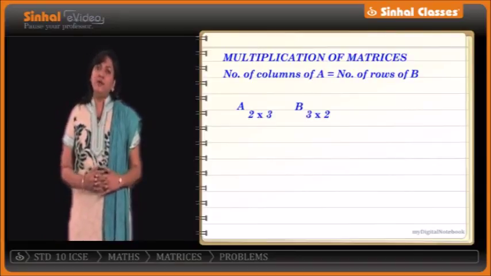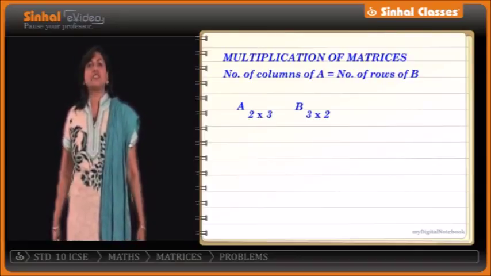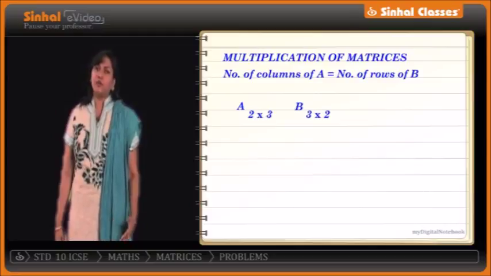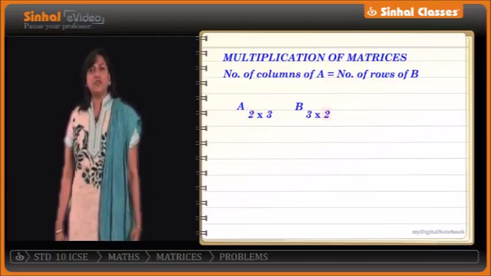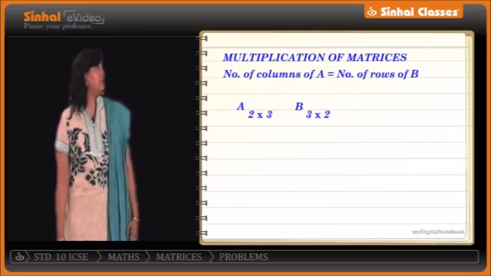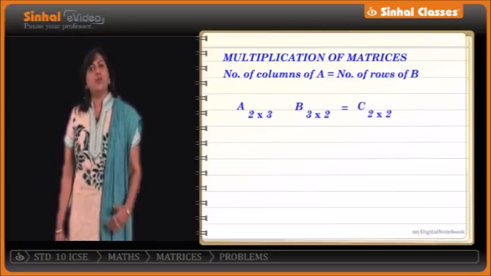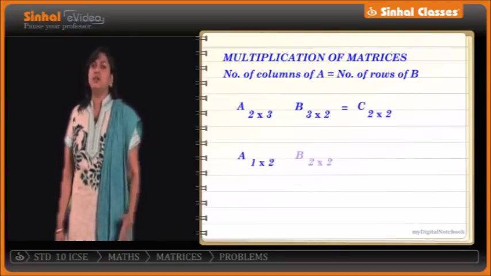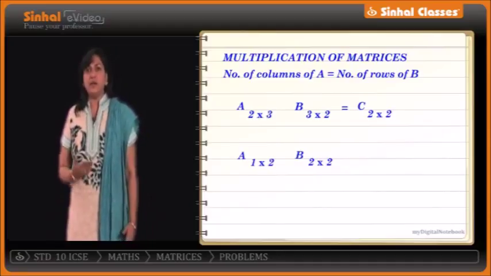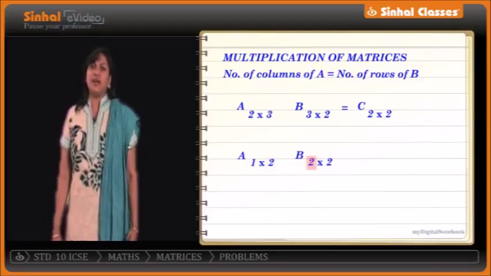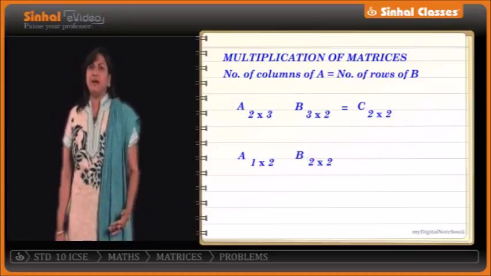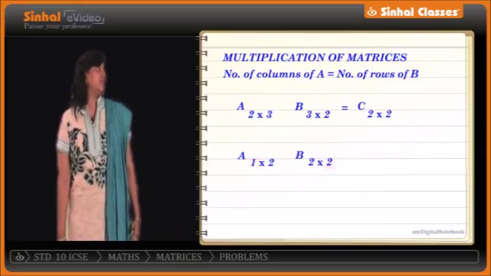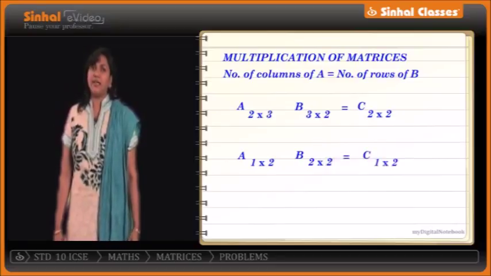When we multiply, a new matrix will be formed. We can call it the product matrix, say C. It will have order as number of rows of A into number of columns of B. So we get the order as 2 by 2. One more example. A has order 1 by 2. B has order 2 by 2. Again, the number of columns of A is equal to the number of rows of B. So we can multiply and the order of C will be number of rows of A into number of columns of B, which is 1 by 2.